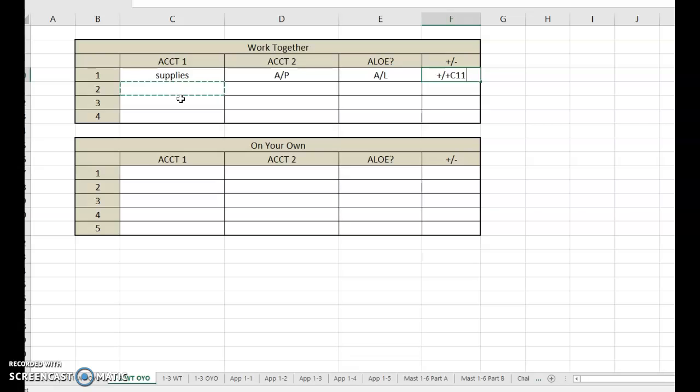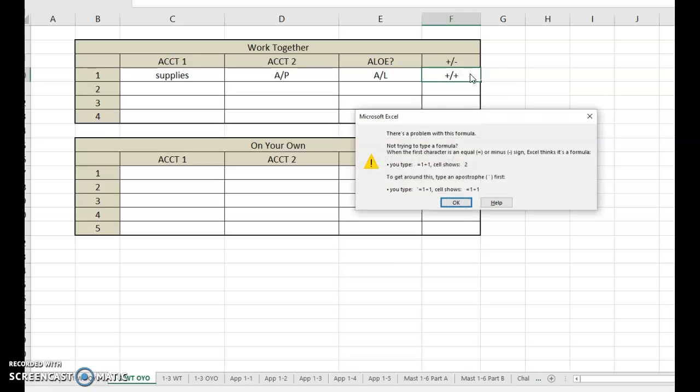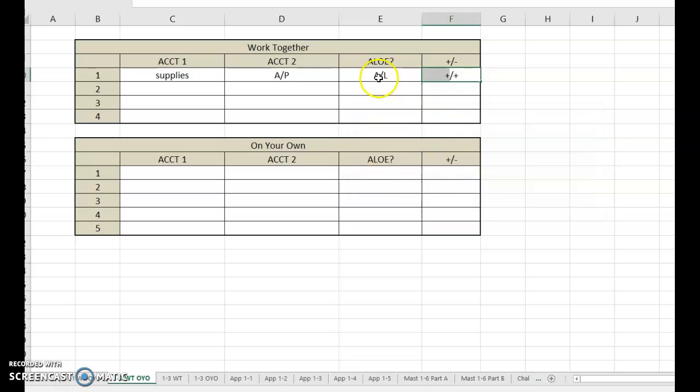Let's try another one. Number 2, we receive cash from owner as an investment. So the first account would be cash. Wait, I don't want that in here. That was just supposed to be a plus and a plus. Doesn't like that. All right, I'm going to have to put a quotation mark before the plus so it knows I just want it to be text. Okay.